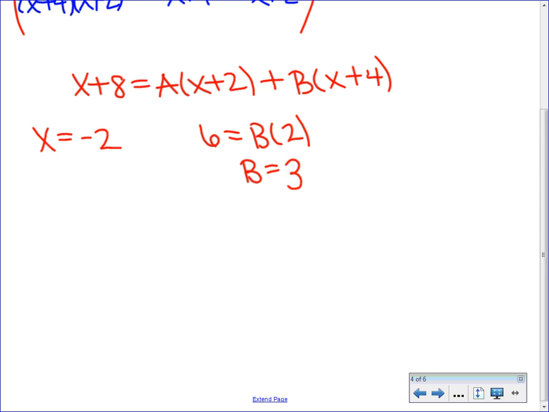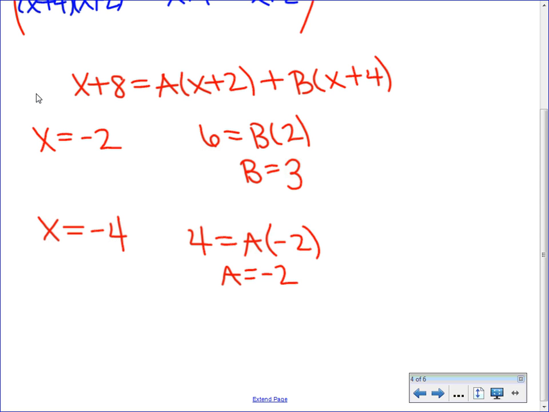What is the other number we can pick? -4 will create a 0. And so x plus 8 gives us 4. A is going to be multiplied to -2. And B is going to disappear because x plus 4 is 0. And so A is -2.